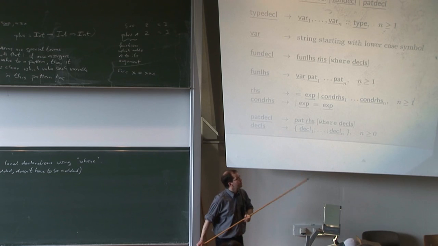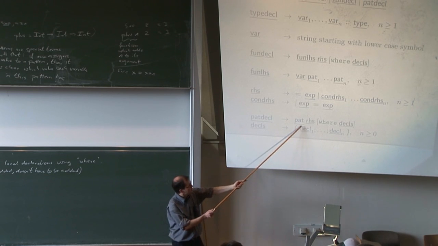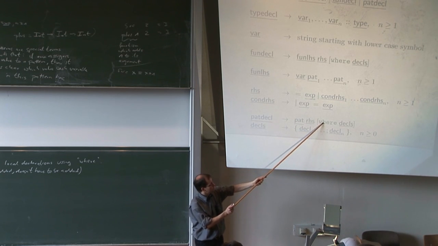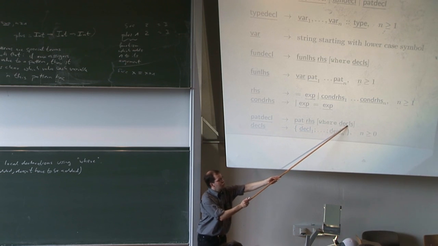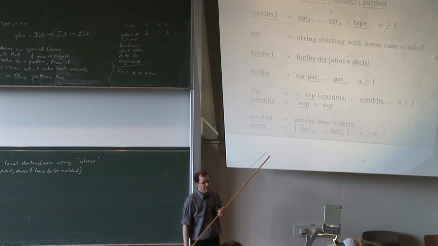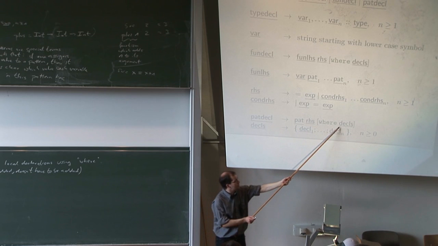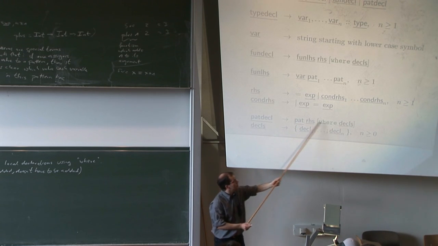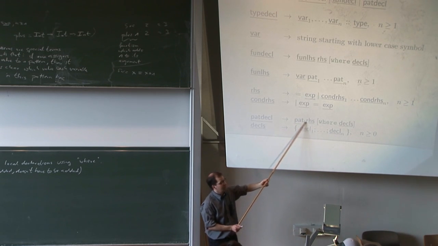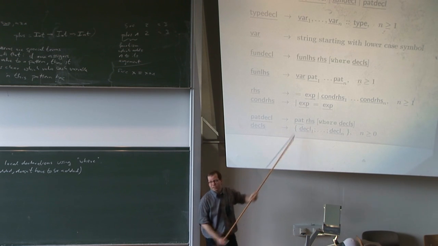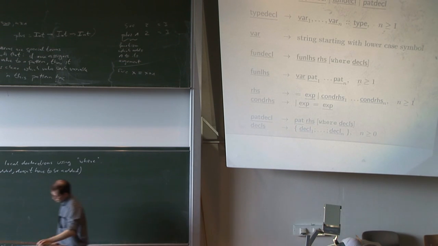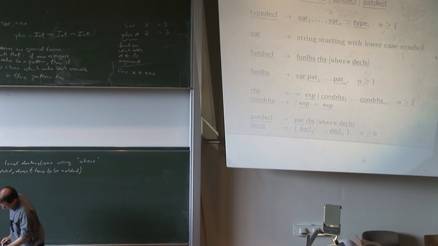And that's it. And you can do the same thing for patterns. Again, you can write, if you want to, where, and then a sequence of new declarations. And these declarations are local, which means that these declarations are only valid for this particular function or pattern declarations. And outside these declarations, they are not visible. So let's look at an example.